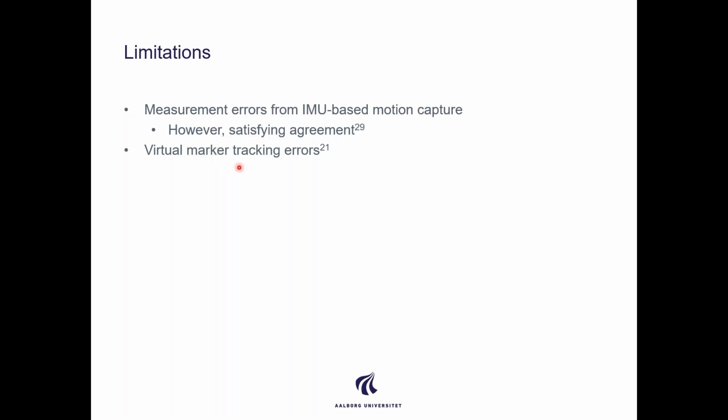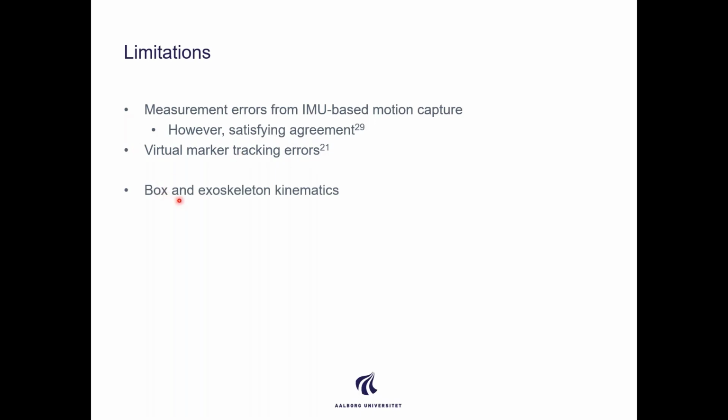Then we have the virtual marker tracking errors. So every time we, for instance, had to transfer the motion from the Xsens stick figure model to the AnyBody modeling system model, then we had to compromise the motion. So there will be some errors in terms of this virtual marker tracking method.